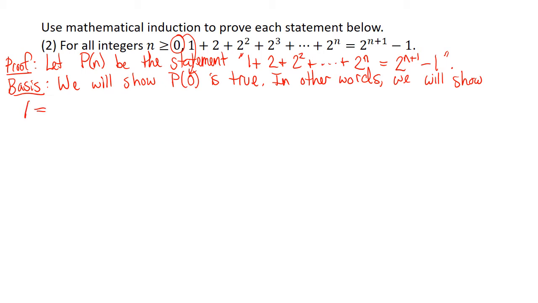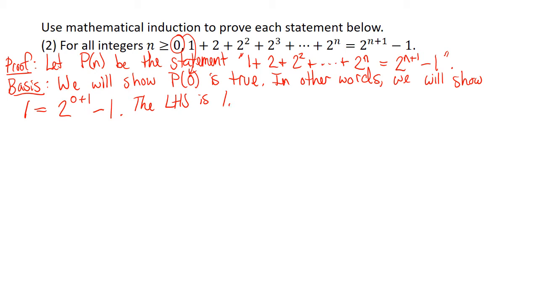So you have 1 equals, and then on the right-hand side we just plug in 2 to the 0 plus 1 minus 1. Okay, so this is the equation we're trying to prove, and what you want to do is simplify the left-hand side and the right-hand side separately and show that they equal the same number.